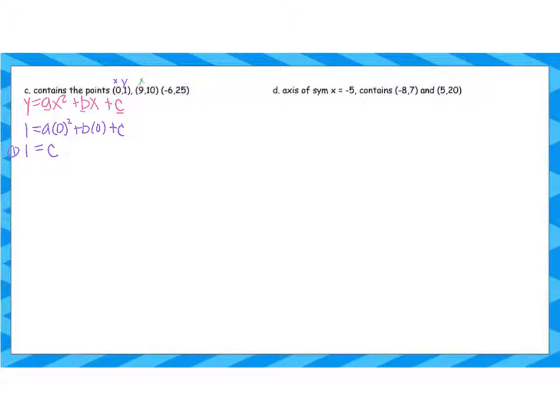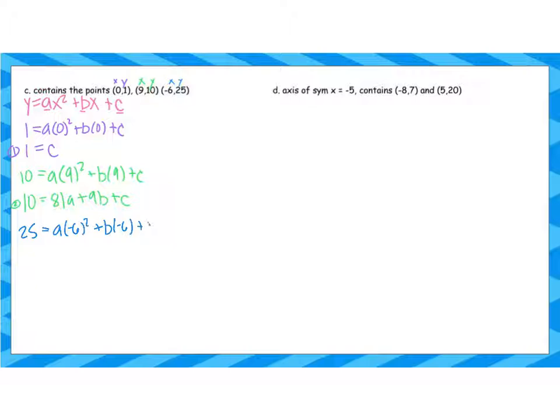Equation number 2, plug in x and y. So 10 equals a times 9 squared plus b times 9 plus c. So 10 equals 81a plus 9b plus c. That's equation number 2. Equation number 3, take the last x and y. So 25 is equal to a times negative 6 squared plus b times negative 6 plus c. So 25 is equal to 36a minus 6b plus c. And that is equation number 3.